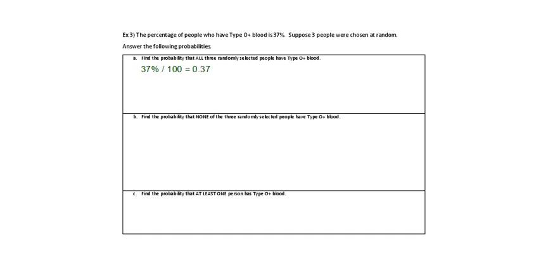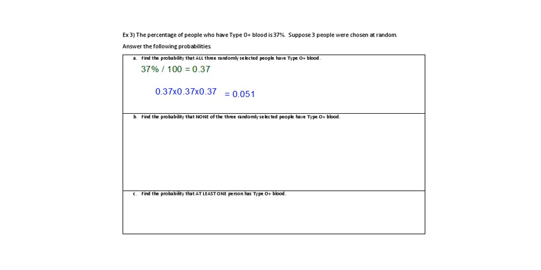So we're going to use the 0.37. Now the next step is, because there's 3 people, I would like to do 0.37 times 0.37 times 0.37. And that is equal to, let's see what the calculator says, 0.051. Okay.